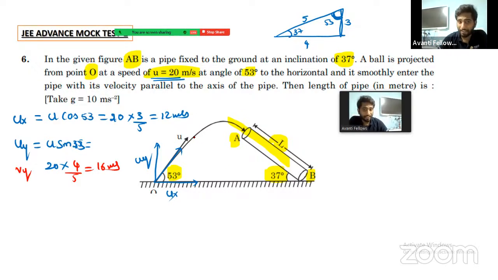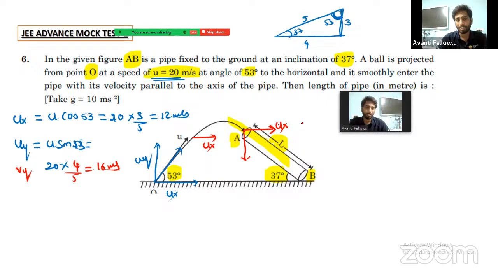At every point the ux value will be the same in projectile motion. The horizontal component of velocity will remain the same throughout the motion. So if it is entering into the pipe, its horizontal velocity is 12 meter per second. But at this point, the vertical velocity will be in the downward direction.